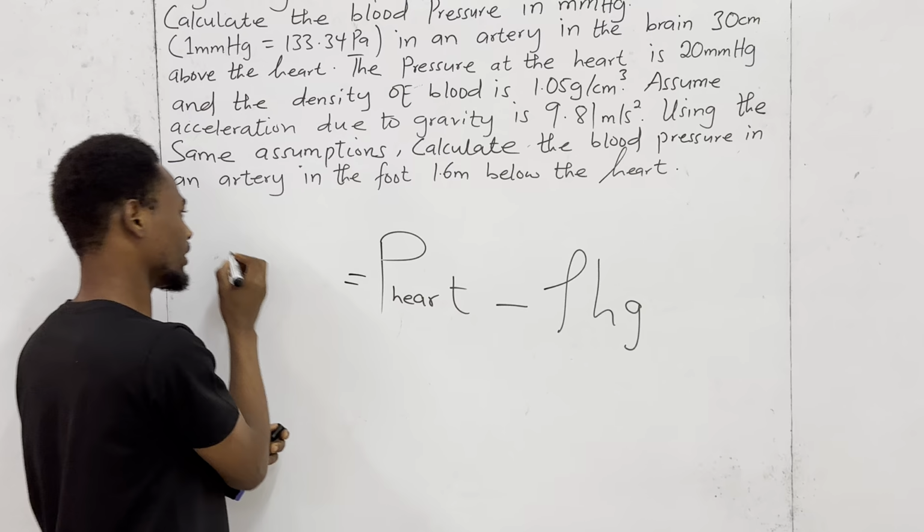The pressure at the heart is 20 millimeters of mercury and the density of blood is 1.05 gram per centimeter cubed. Assume acceleration due to gravity is 9.81 meter per second squared. Using the same assumptions, calculate the blood pressure in an artery in the foot, 1.6 meters above the heart.